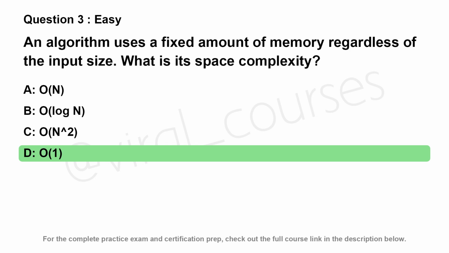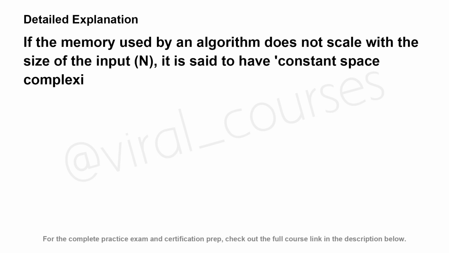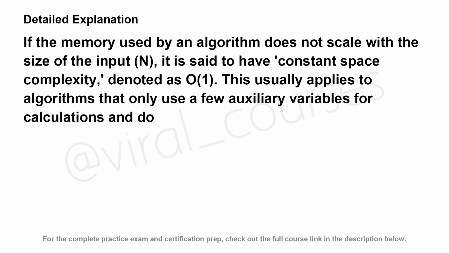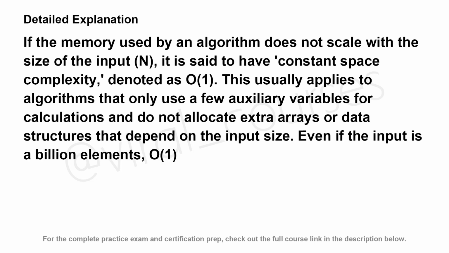The correct answer is D. If the memory used by an algorithm does not scale with the size of the input, n, it is said to have constant space complexity, denoted as O(1). This usually applies to algorithms that only use a few auxiliary variables for calculations and do not allocate extra arrays or data structures that depend on the input size. Even if the input is a billion elements, O(1) space remains the same.